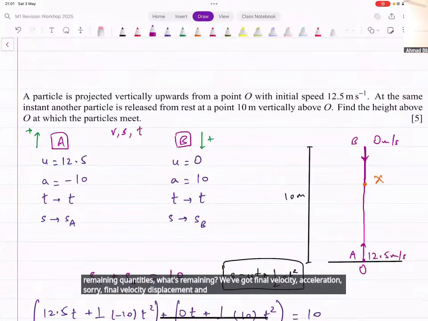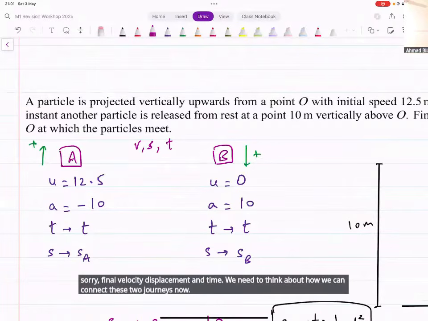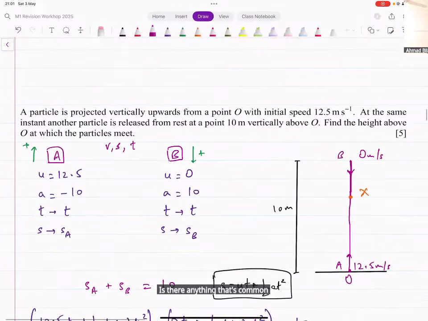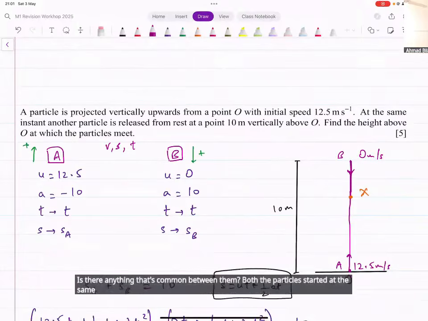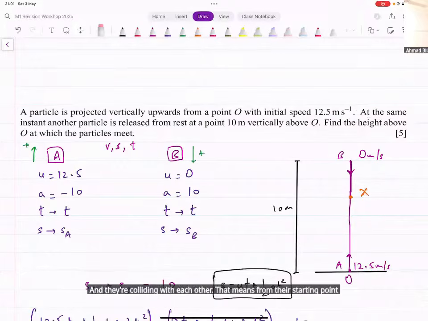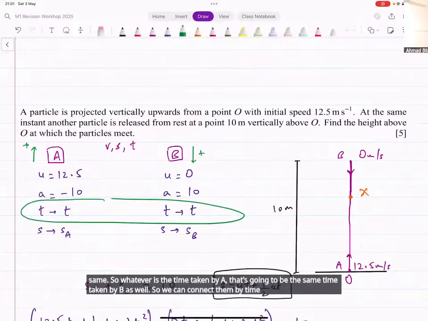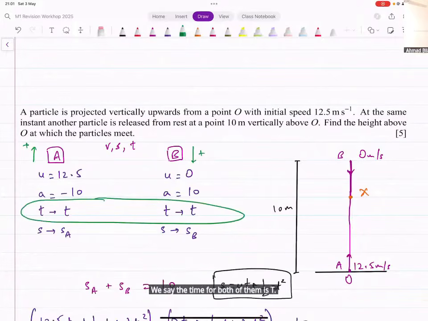We need to think about how we can connect these two journeys now. Is there anything that's common between them? Both the particles started at the same time instant, and they're colliding with each other. That means from their starting point until when they collide, their times taken are going to be the same. Whatever is the time taken by A is the same time taken by B as well. So we can connect them by time. We say the time for both of them is T.